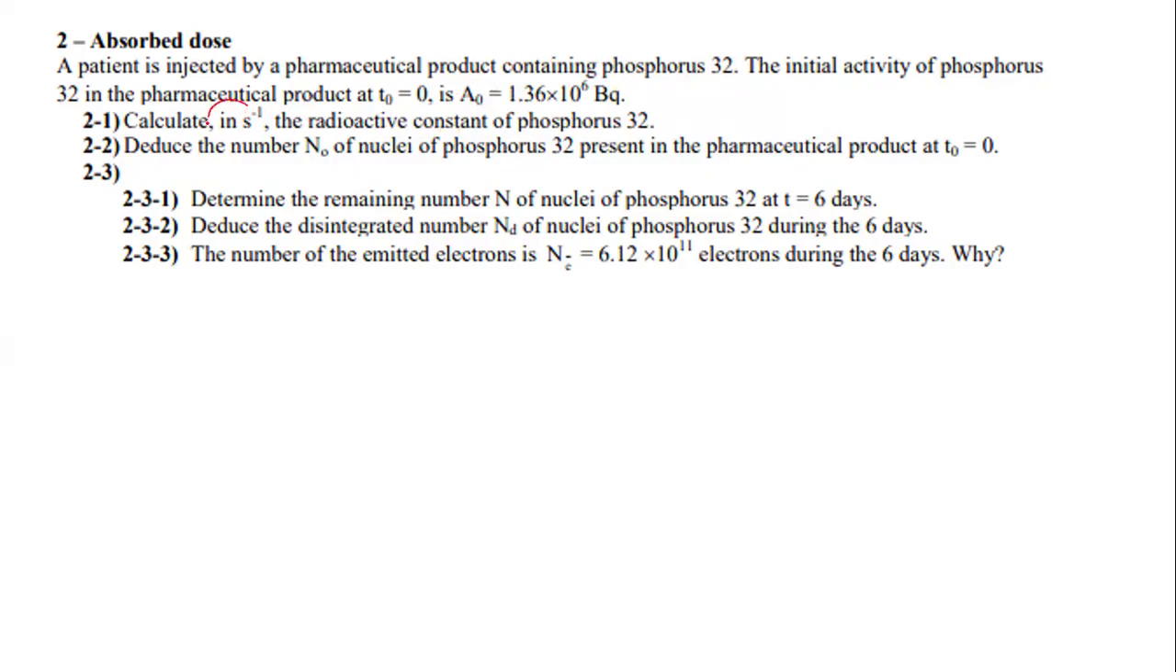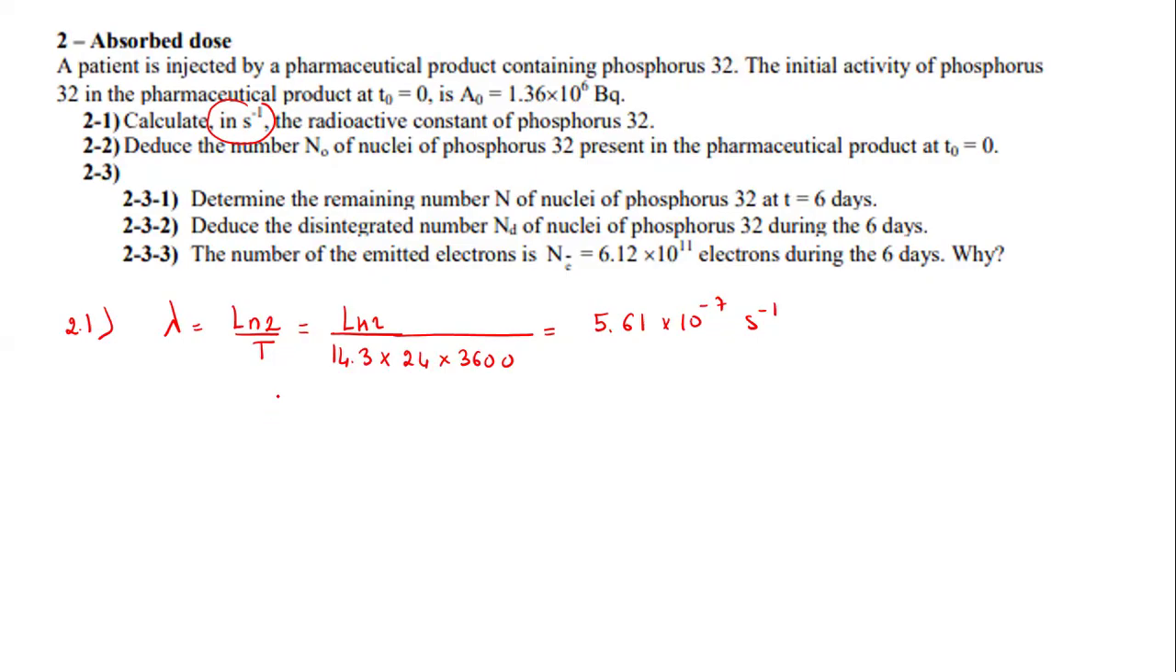Now, in order to find the radioactive constant, we know that this is part 2.1. We know that lambda is equal to ln2 over the period, which means that we must have the period. If we look up, we had the period 14.3 days. So it's ln2 over 14.3, but this is in days and the question is in second minus 1. So we convert it to hours, times 24, and then to seconds, times 3600, which means that lambda is approximately 5.61 times 10 to the power negative 7 second minus 1.